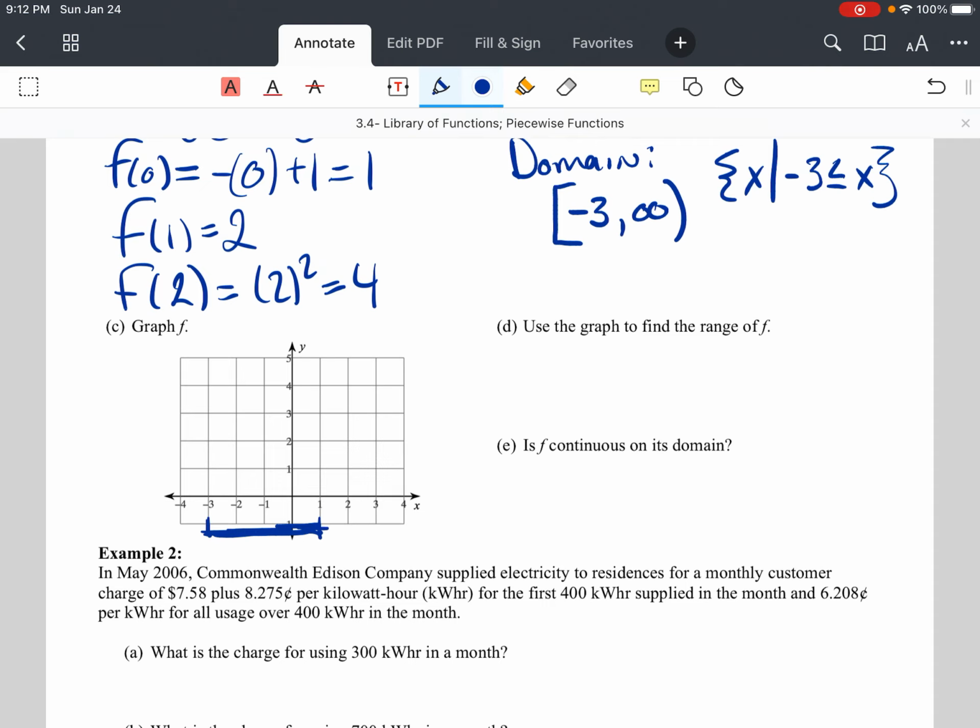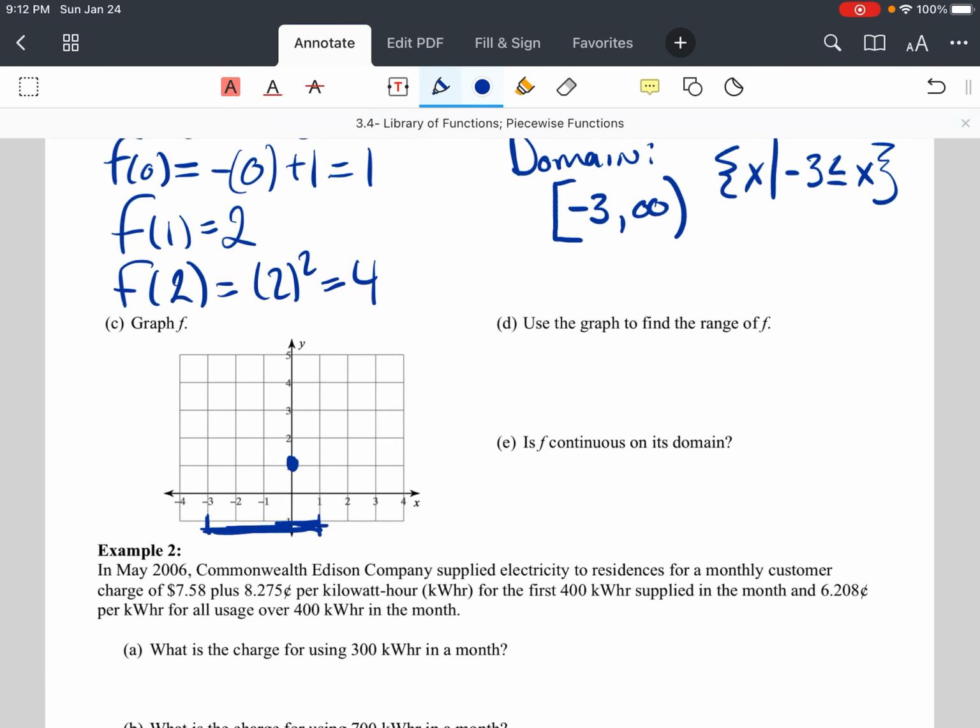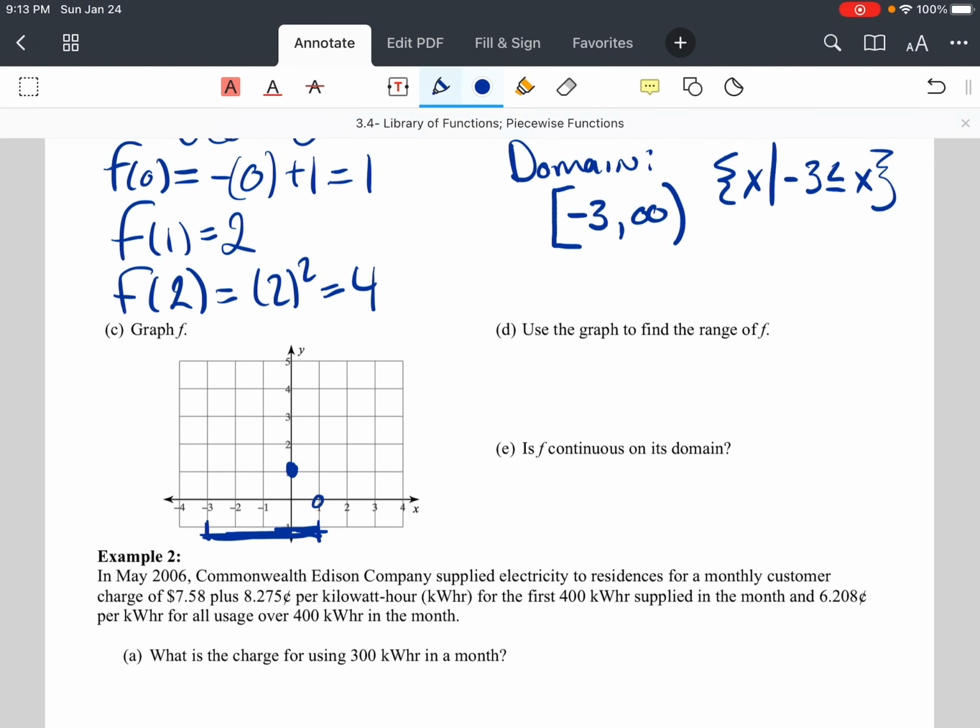All right, so let's graph that. So we've got negative x plus 1. Okay, so I've got my y-intercept is 1, so we're going to go up to 1. It's negative x, so it's going to go down 1 over 1.